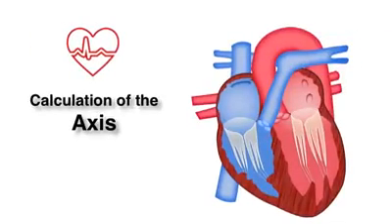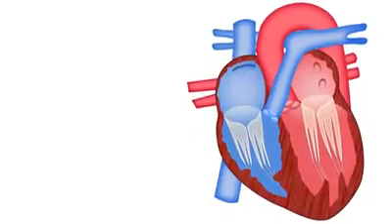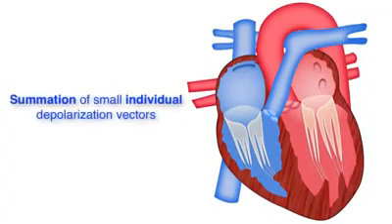Calculating the mean QRS axis is not always easy at first, but let's take the time to understand it. Then we'll show you a few tricks in order to get the axis right quickly. Basically, the mean QRS represents a summation vector.